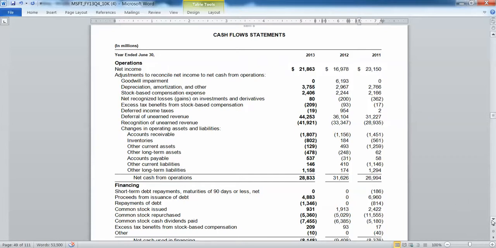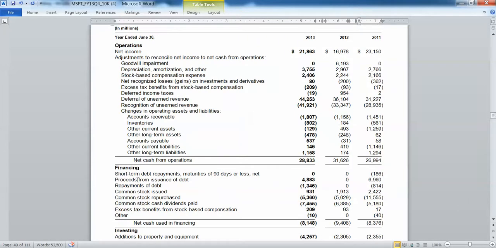Let's look at some good examples of that. Let's go down here to the financing section, which is a very common place to find cash flowing out. When we're paying back debt, paying off our loans at the bank, notice it says repayment of debt. We're going to have cash flowing out, so we have parentheses.